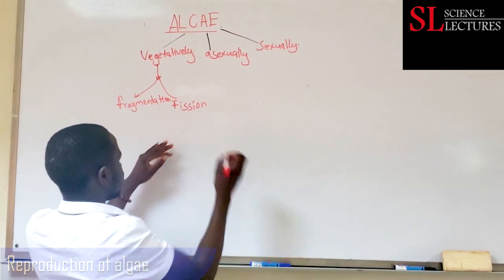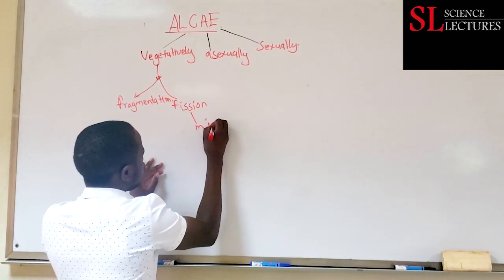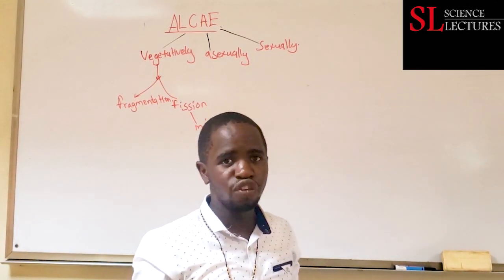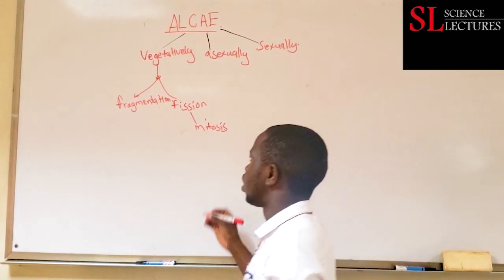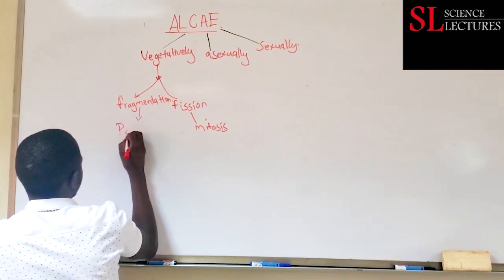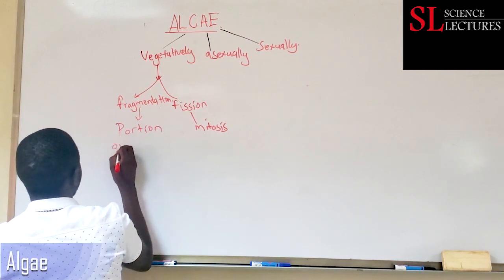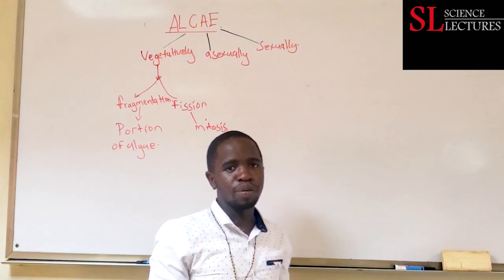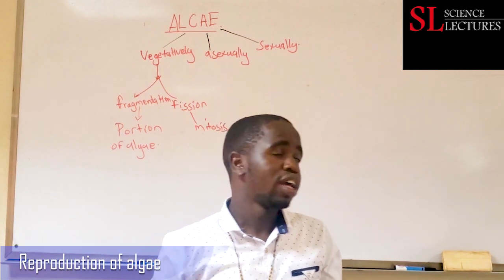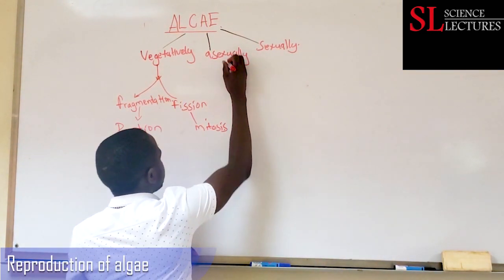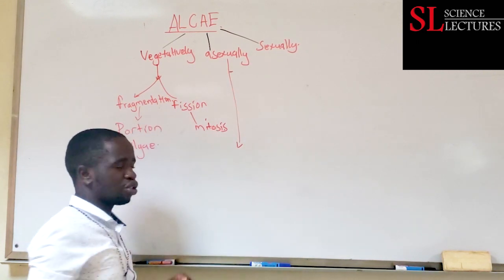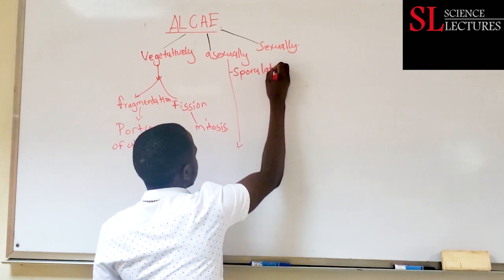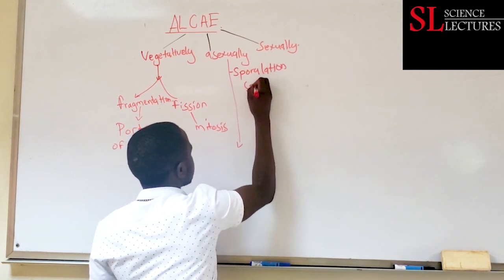Under fission, the cell will undergo mitosis to form two daughter cells, and each daughter cell will grow to form a new organism, or a new type of algae. And under fragmentation, a portion of algae will break away from the parent and form a new organism. So algae also reproduces sexually, and a sexual reproduction in algae is what we call sporulation. And sporulation is the formation of spores.